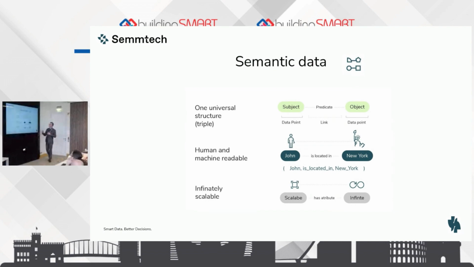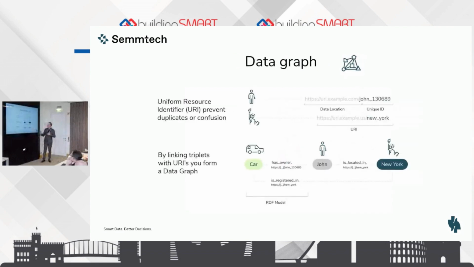So this is always the nice thing about John being located in New York. And of course, then you look at his car that's registered. So John is connected to the car, and John is in New York. Well, you might guess that the car is in New York too, but it doesn't have to be, of course. But this is the way you connect data sources. They have a URL, which is a unique identifier for it.